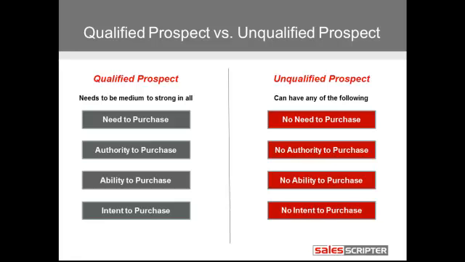So let's look at a qualified prospect, and you'll notice there's an instruction here that says there needs to be a medium to strong level in each of these four categories, meaning you need to be medium to good in these four areas. The first one is the need to purchase. So someone actually needs to buy what you have, and an example of this might be their current system is breaking, so they must replace it with something else. Their current contract is expiring. They are making a move, and because of the move, they'll need to purchase something new. Those are examples of needs.